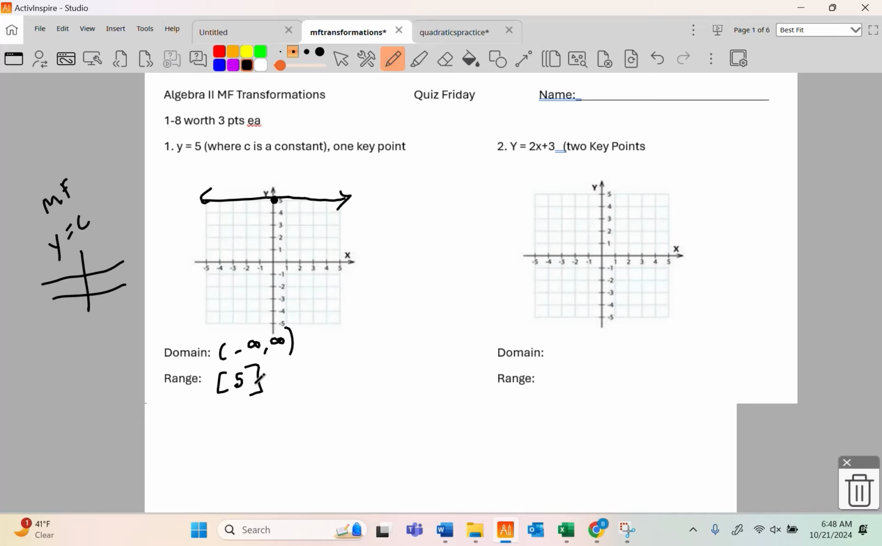Here we have y equals 2x plus 3. The mom function is y equals x, which is your slanted line. So we're going to take that slanted line, we're going to go up 3 units, we're going to put a point, and the slope has changed from 1 to 2, so we're going to rise 2 and run 1. And there you go. Runs left and right forever, that's negative infinity to infinity. The range, it falls forever and it rises forever, also negative infinity to infinity.